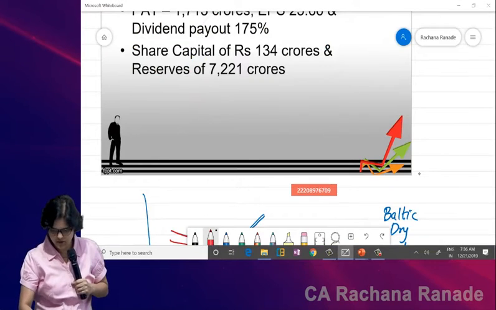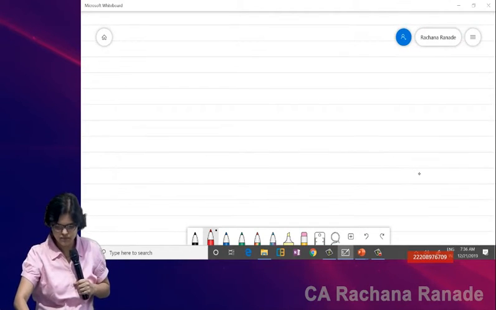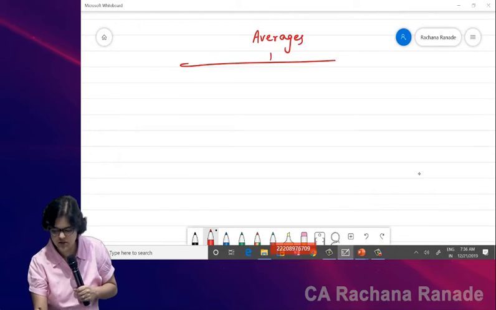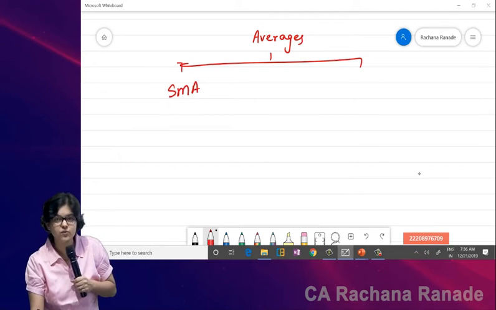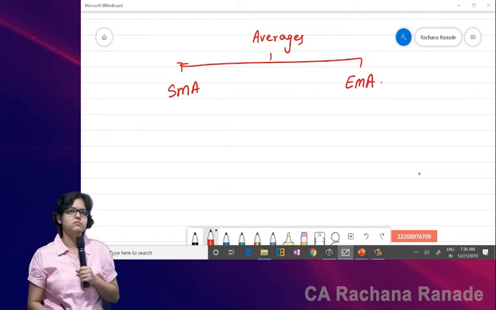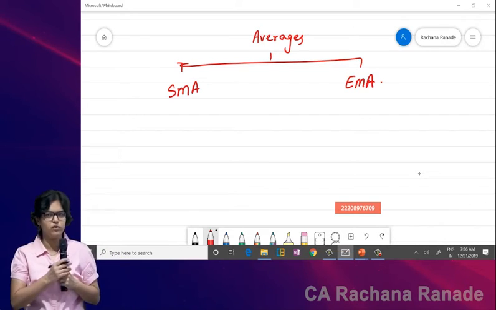So a little bit more of mathematics. Again, if you remember in school, we used to be taught 2 types of averages. One is a simple moving average, and one is a weighted average, which is also called an exponential moving average. The exponential moving average, or weighted moving average, is what we are going to talk about right now.